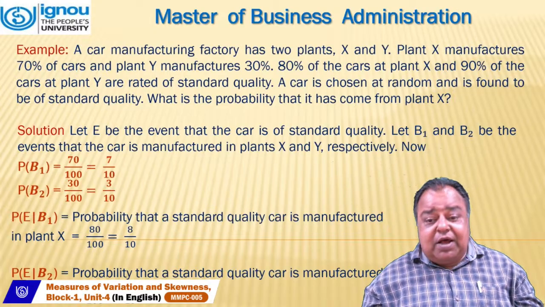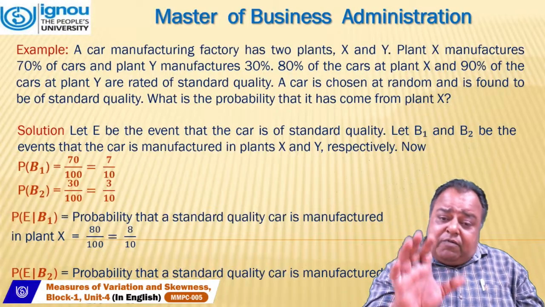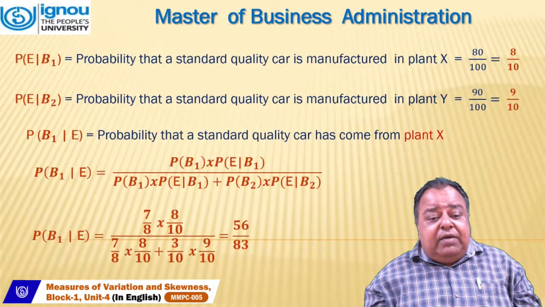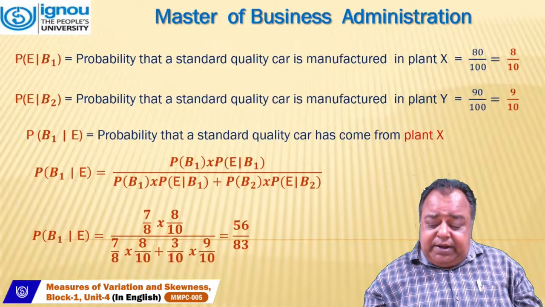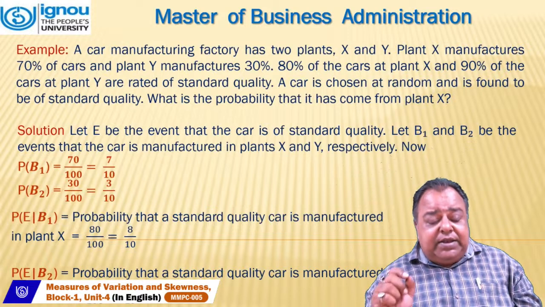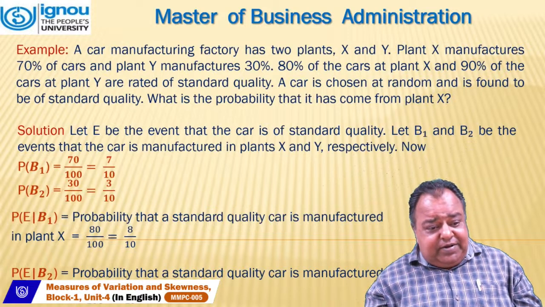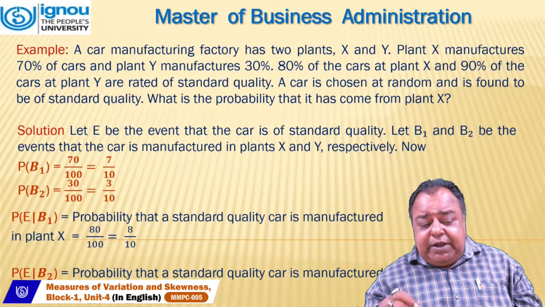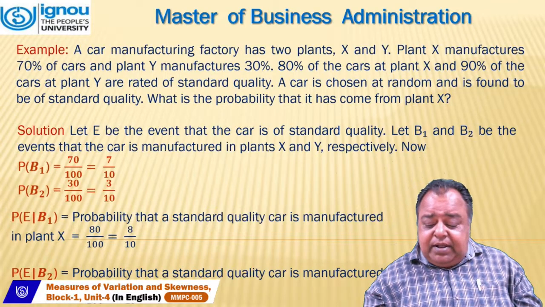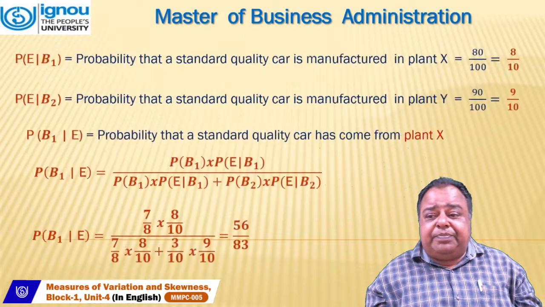Now, all the data is given to us, and the final part will be evaluated: what is the probability that it came from plant X? Mathematically, we have solved that. One thing you have to keep in mind while solving problems related to Bayes' theorem is to try to make the denominator the same everywhere. For B1 it is 7 by 10, for B2 it is 3 by 10. E by B1 is 8 by 10, simplified, and E by B2 is 9 by 10. That means here the denominator is the same everywhere.